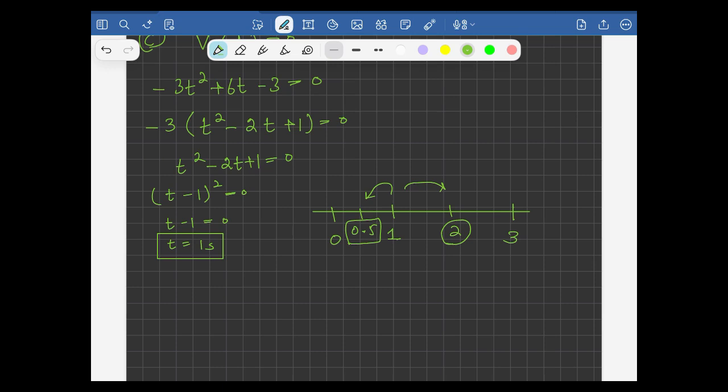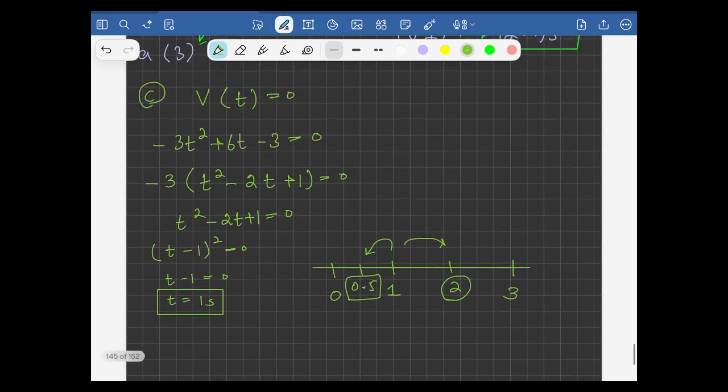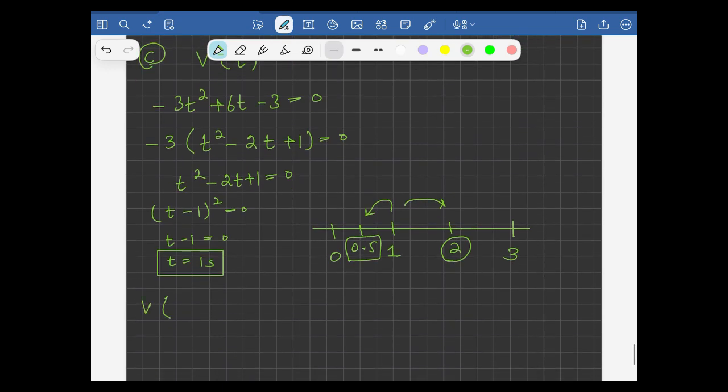So the velocity at 0.5 is minus 3 into 0.5 squared plus 6 into 0.5 minus 3 equals, on your calculator, minus 3 by 4, which is a negative value. So this became negative here.